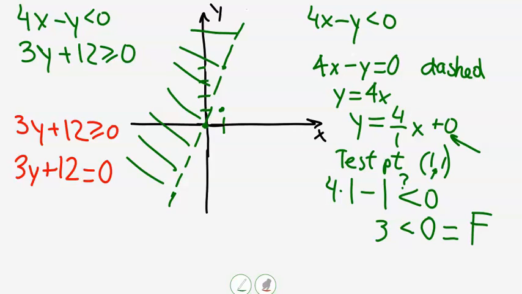So we can actually solve it for y, right? The same thing. This would be 3y equals negative 12, or y equals negative 4. Oh, and by the way, you could also divide the whole equation by 3, and then you get the same number. So y is equal to negative 4. What kind of line is that? This would be a horizontal line.